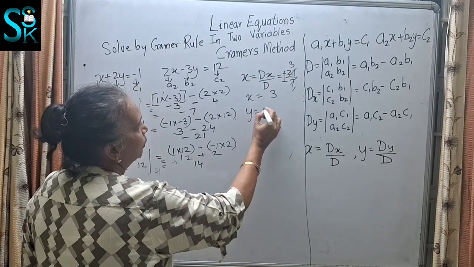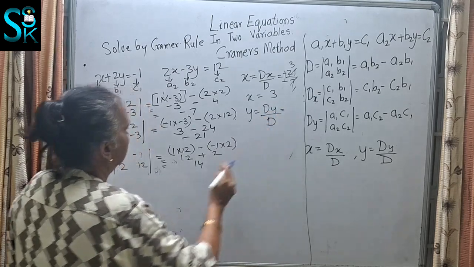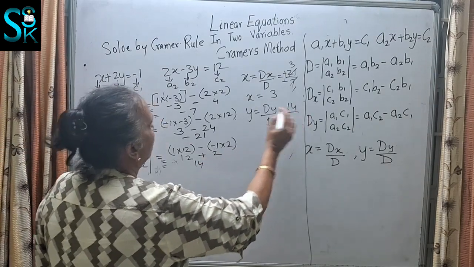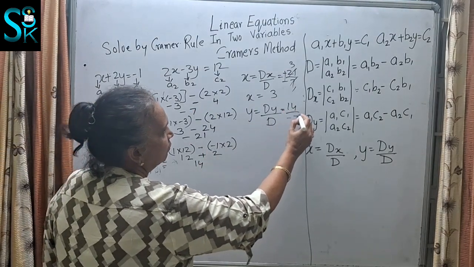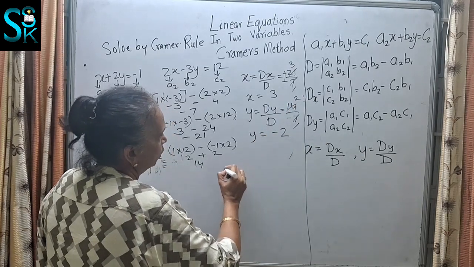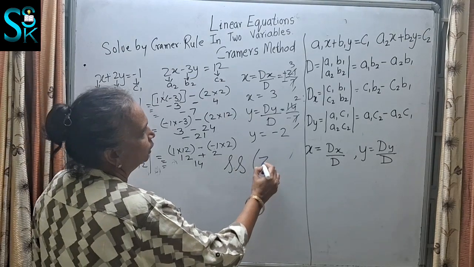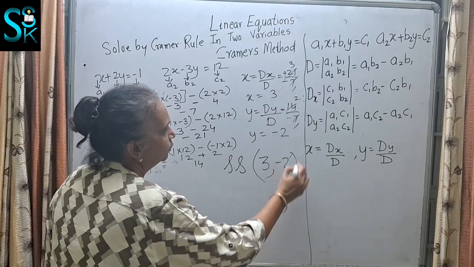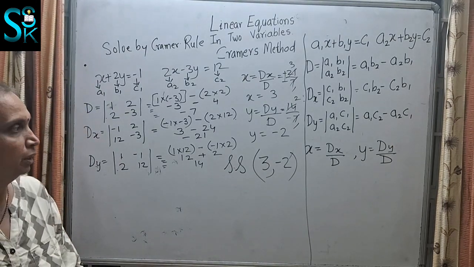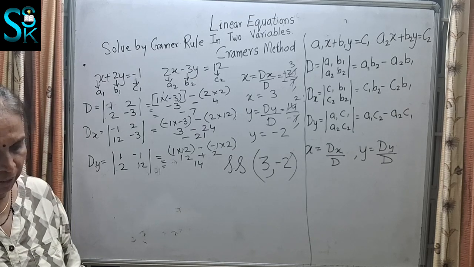Then again, y is equal to dy upon d. What is dy? 14 upon d, which is minus 7. 7 ones are 7, 7 twos are 14. So minus 2. So what is your solution set? By the conventional method of writing x first, that is 3, then y, that is minus 2. So this is how we got 3 comma minus 2 as the solution, and we are right.